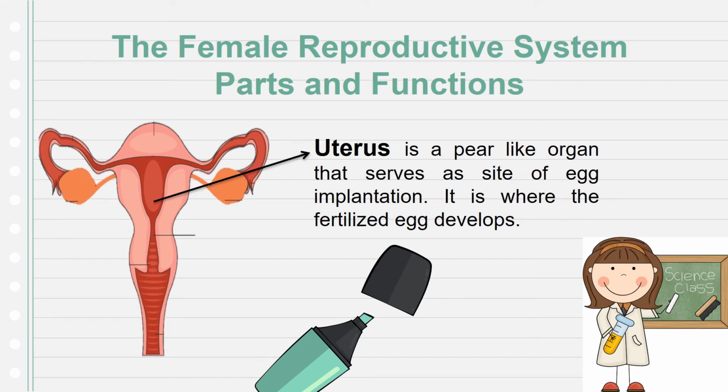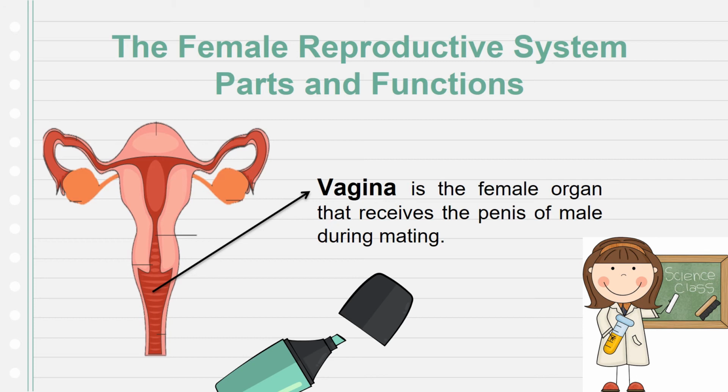Next part is the uterus. Uterus is a pear-like organ that serves as site of egg implantation. It is where the fertilized egg develops. Vagina is the female organ that receives the penis of male during mating.